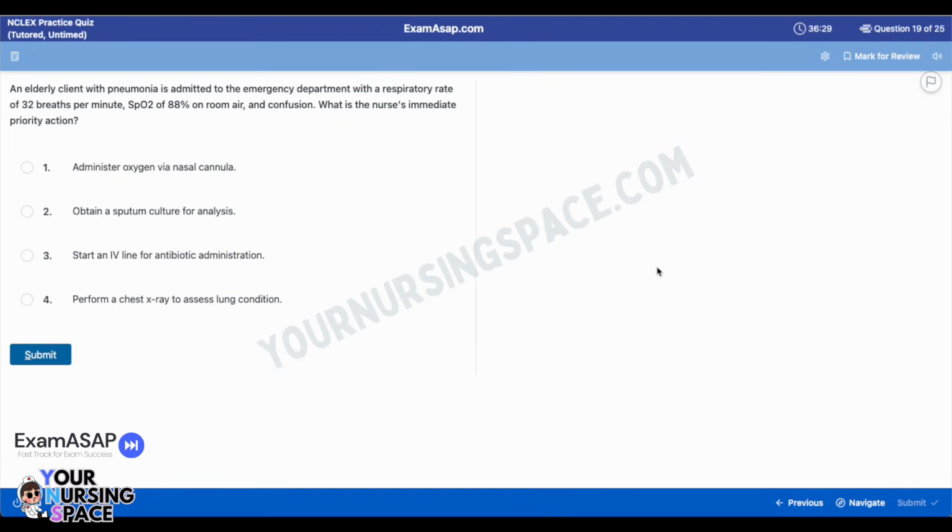An elderly client with pneumonia is admitted to the emergency department with a respiratory rate of 32 breaths per minute, SpO2 of 88% on room air, and confusion. What is the nurse's immediate priority action? Here are the options. Option 1. A. Administer oxygen via nasal cannula. Option 2. B. Obtain a sputum culture for analysis. Option 3. C. Start an IV line for antibiotic administration. Option 4. D. Perform a chest X-ray to assess lung condition.